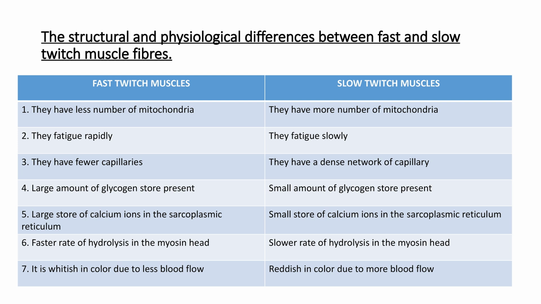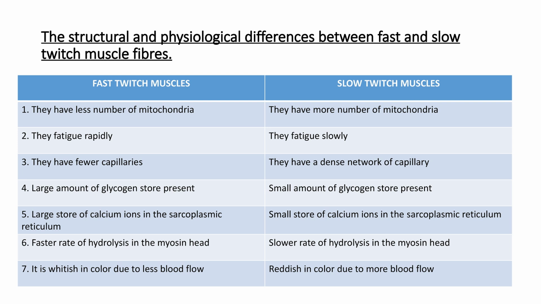Okay. The next point is a faster rate of hydrolysis in the myosin head for fast-twitch muscle, and the slow-twitch muscles have a slower rate of hydrolysis in the myosin head. And lastly, slow-twitch muscle is reddish in color because of more blood flow. Fast-twitch muscle is whitish in color due to less blood.